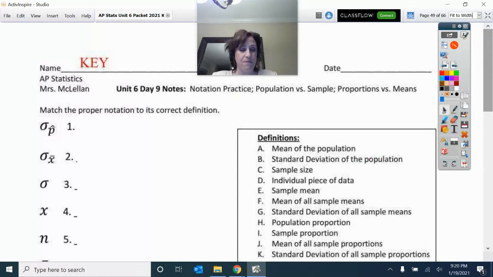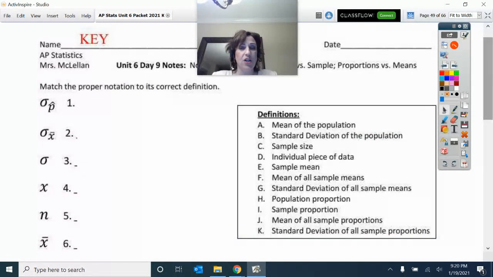Let's take a look at these first. So you can see here's all of our definitions, and we're just going to go along here. So here I see this one is our standard deviation, and then it's the standard deviation of what? Those p hats. What are the p hats? They are the sample proportions. So that was K. And here was the standard deviation of the X bars. So that's the standard deviation for those sample means. So those are the variability in sampling distributions.